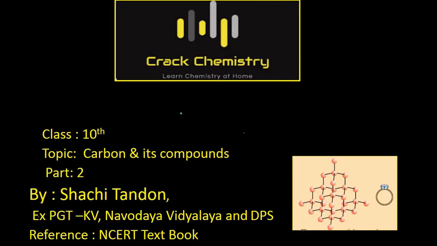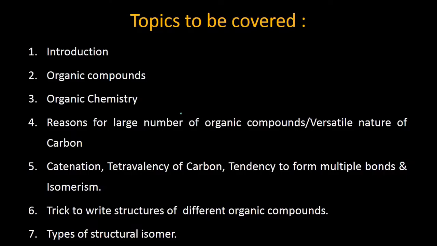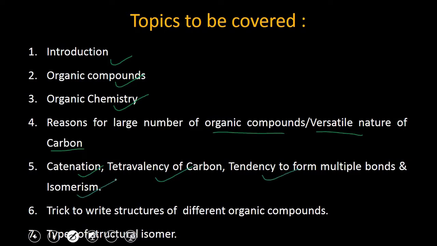So now let's see what we'll study today. After introduction, we will study about organic compounds, organic chemistry, then what are the reasons for the formation of a large number of organic compounds, or what is the reason for versatile nature of carbon. Then we will study catenation, tetravalency of carbon, tendency to form multiple bonds, and isomerism.